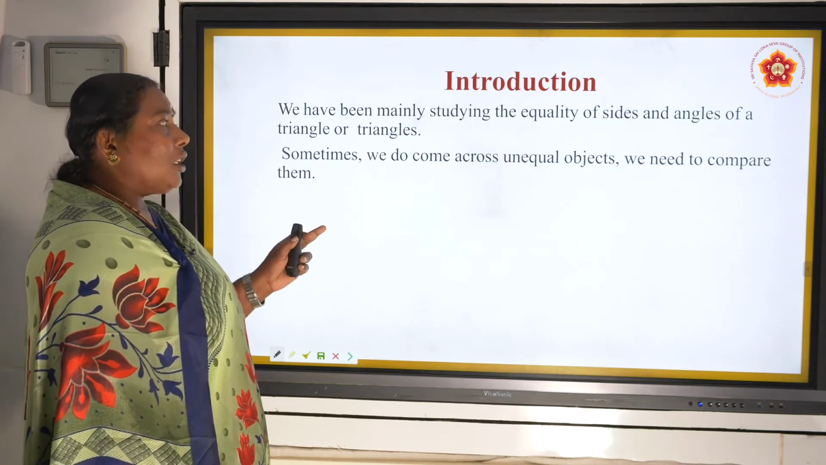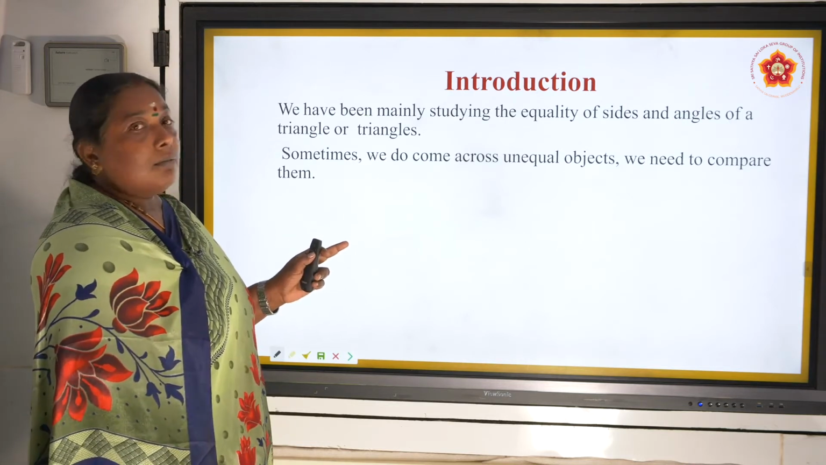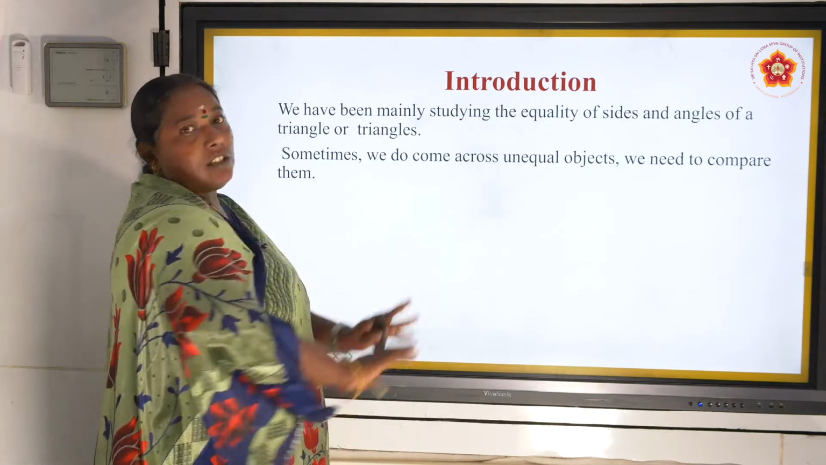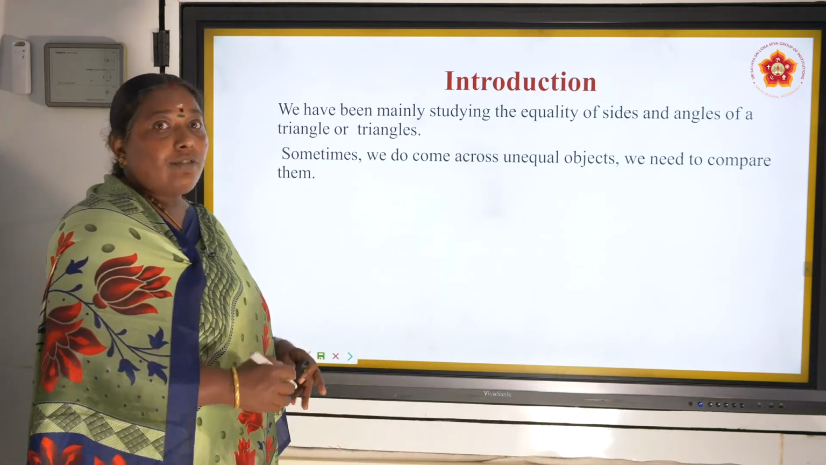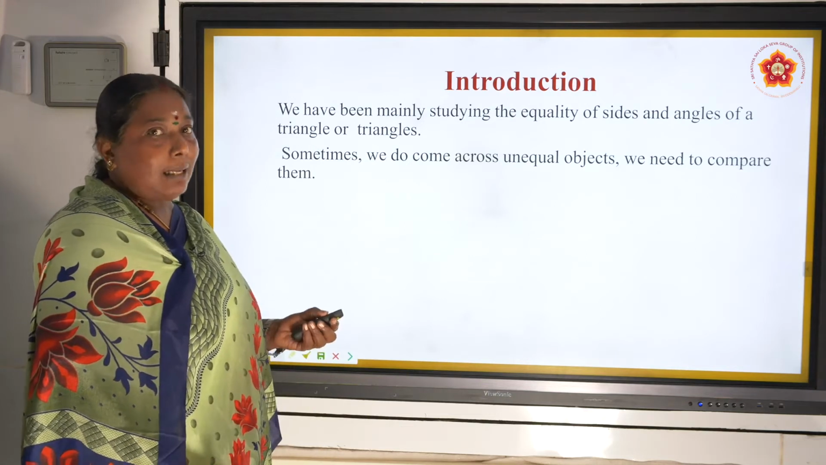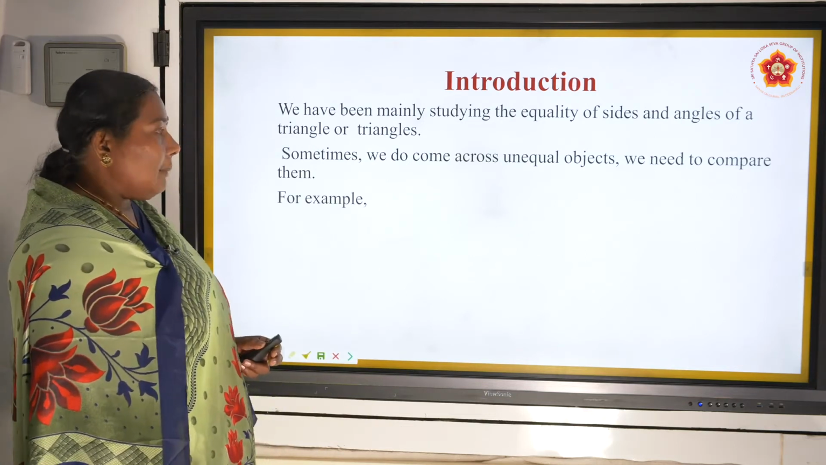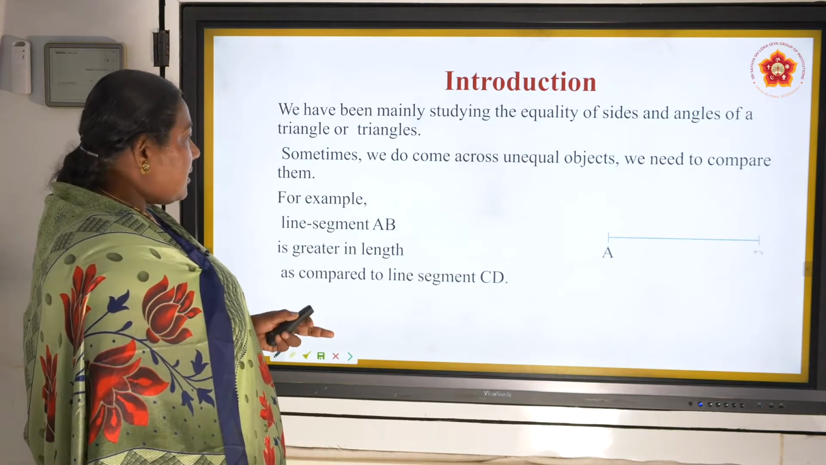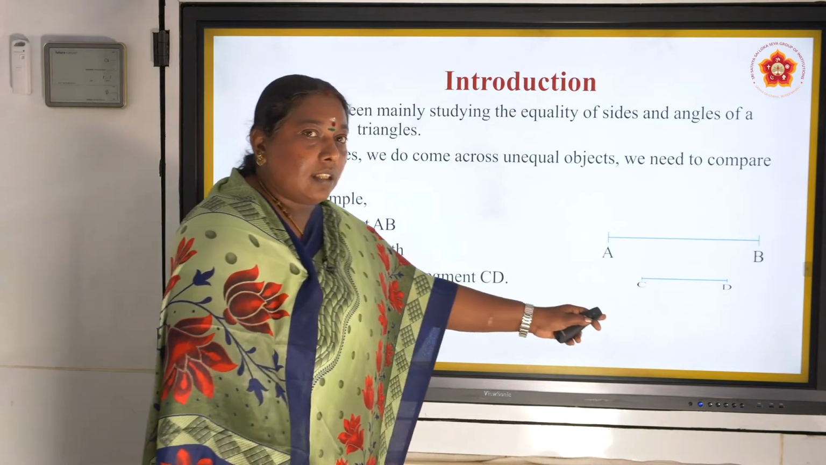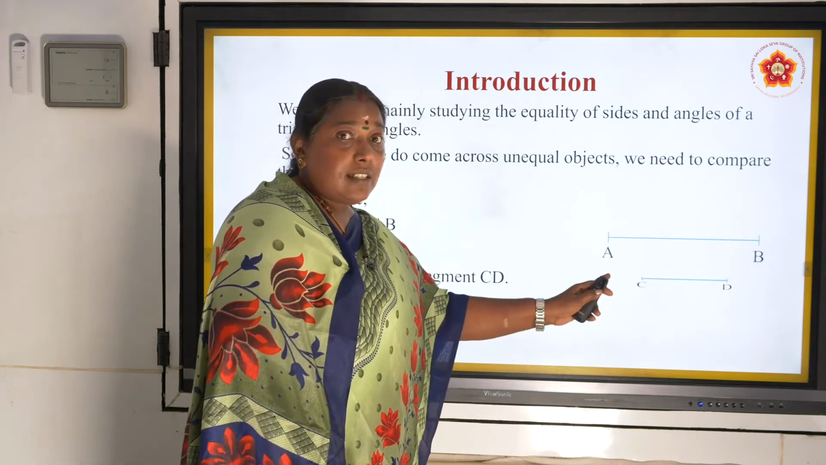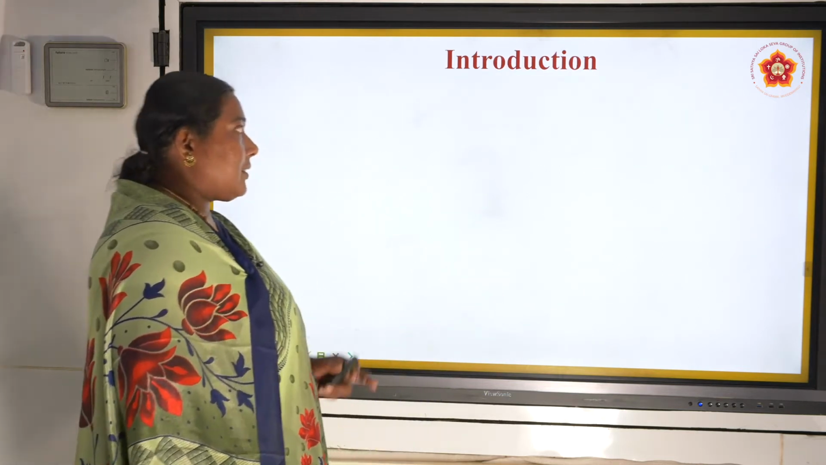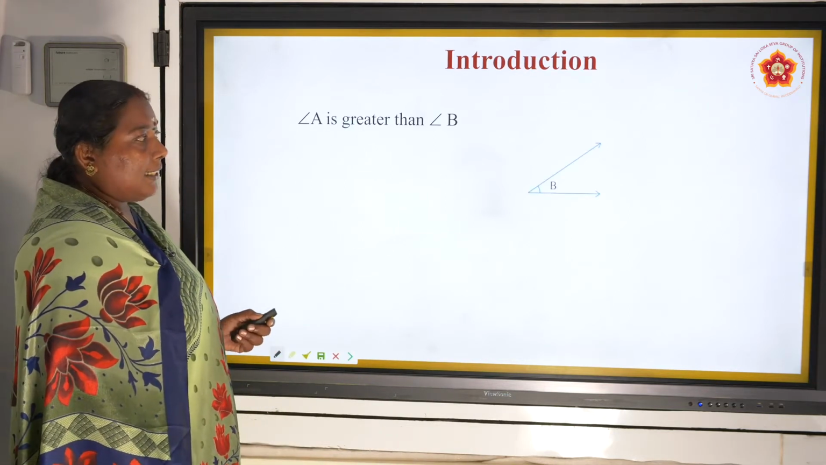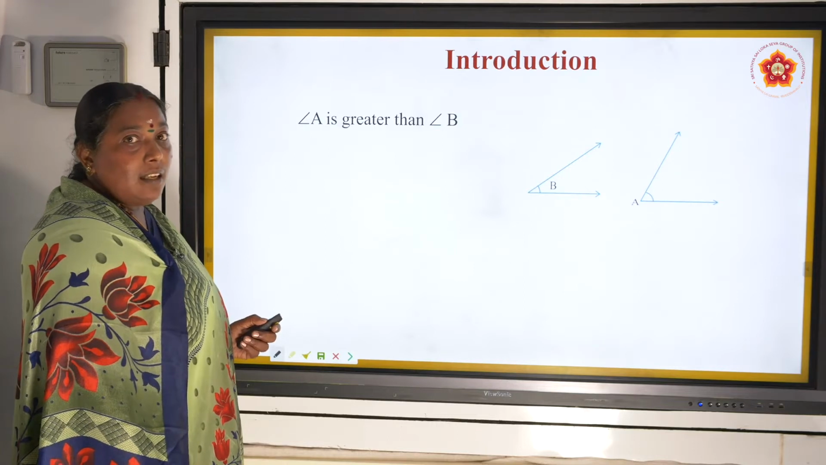Sometimes we do come across unequal objects, but we cannot say, oh, it is unequal, I will not consider this as a triangle. We have to take it and we have to compare something in that. We need to compare them also. For example, line segments AB and CD. In this I can tell that AB is greater than CD. Right? Next. Angle A is greater than angle B.